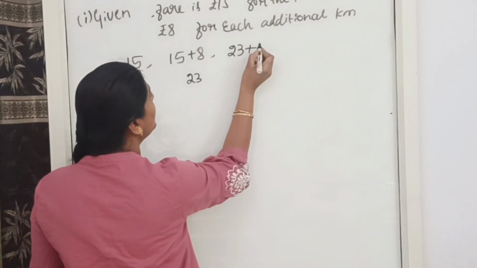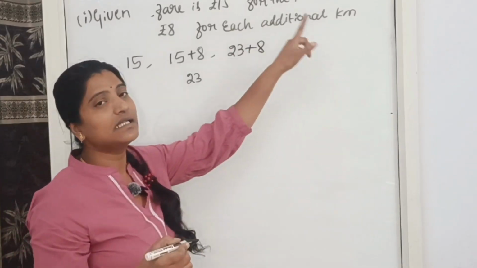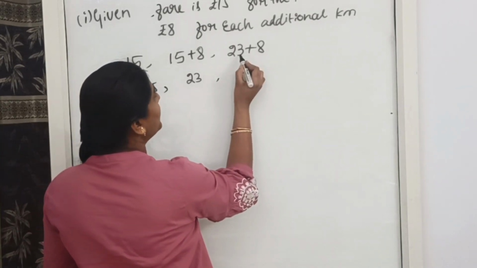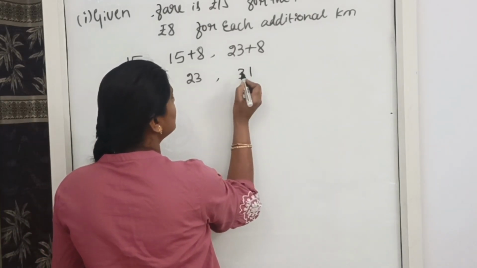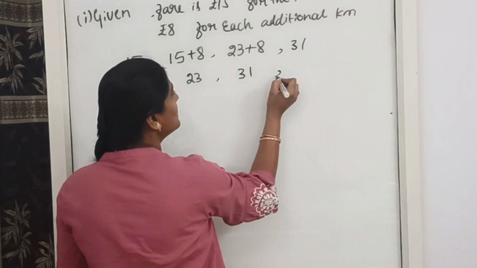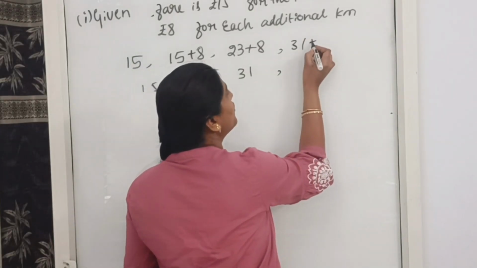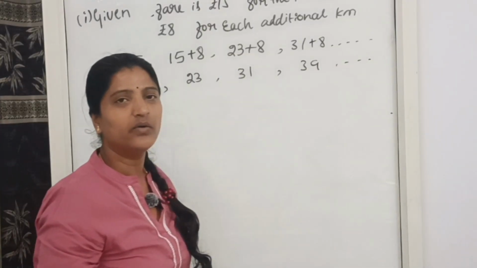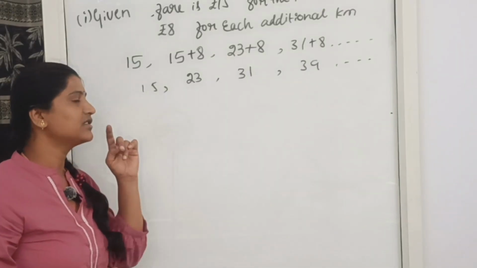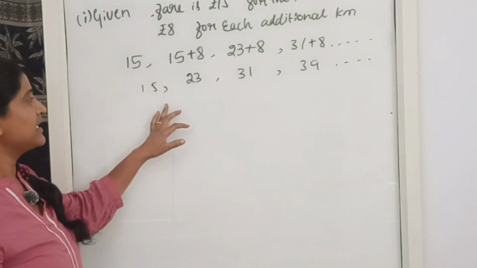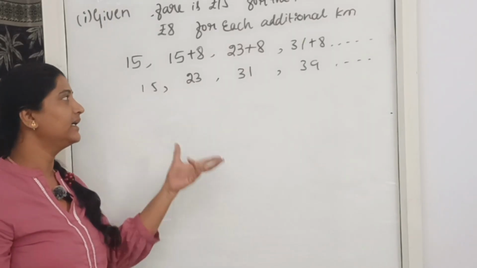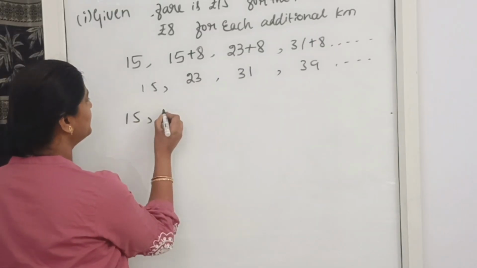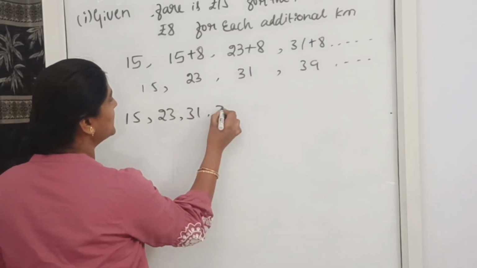Here, 23 again plus 8. Why plus 8? Because of the additional kilometer. 23 plus 8 is 31. If we want to travel one more kilometer, it will continue like this only. However long we travel, the fare also continues. But for us to consider whether it forms an AP or not, 3 or 4 terms are enough. Let us write the numbers: 15, 23, 31, 39.